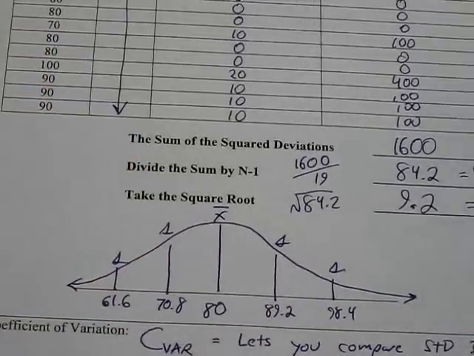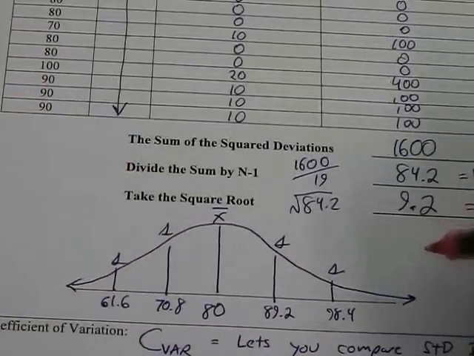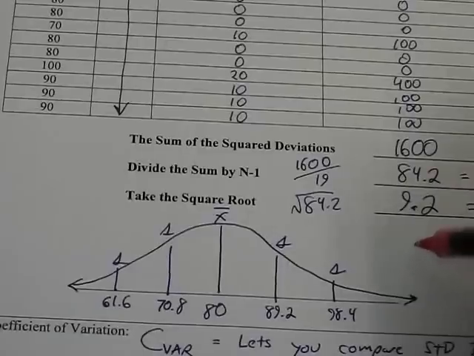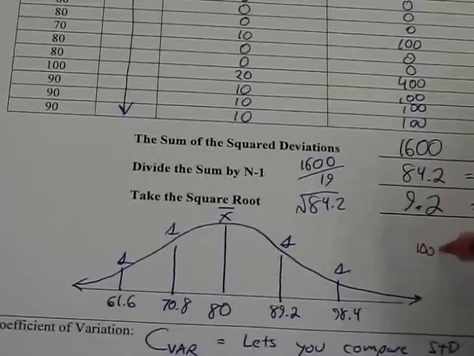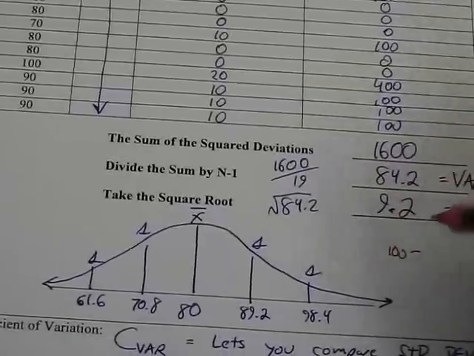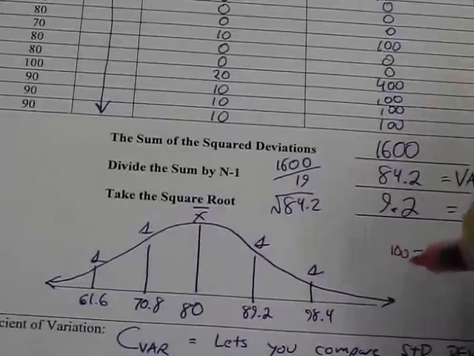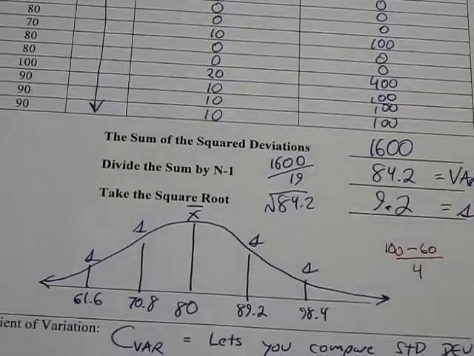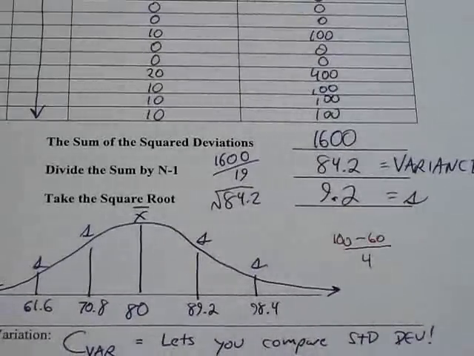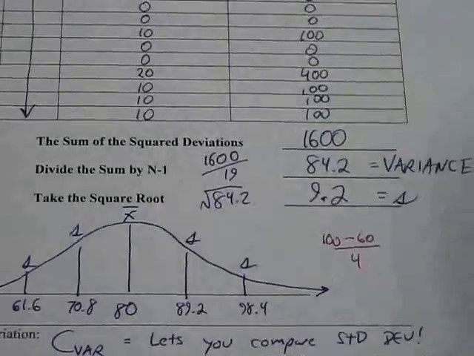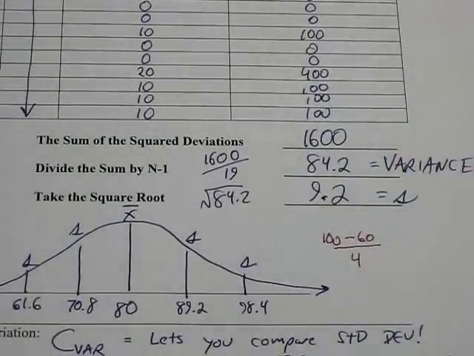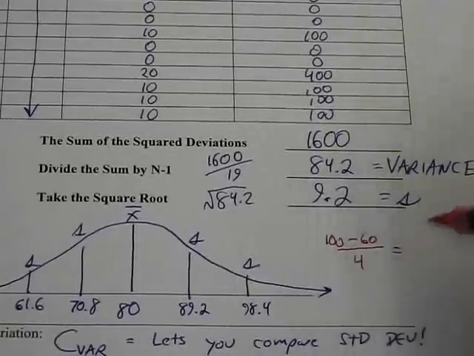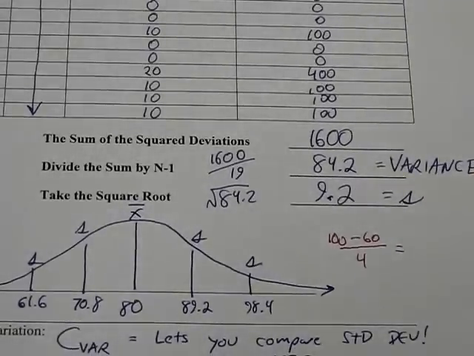Now, if we did the range rule of thumb, we would take her maximum, which is 100, minus the minimum, and her minimum in this case would be a 60, and we would divide that by 4. That's the range rule of thumb there. And you would see that this answer, once you actually do it, is going to give you a very, very close answer to 9.2.